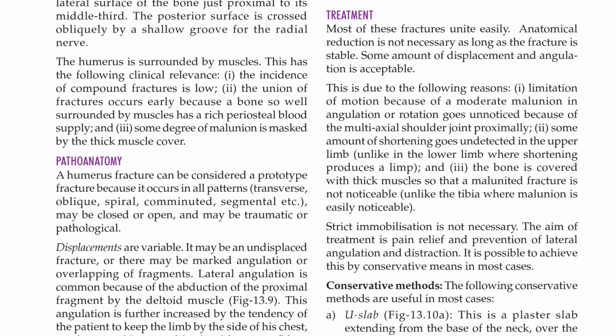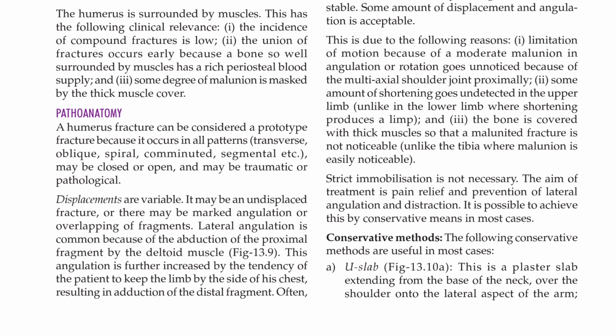Number 1, limitation of motion. Because of a moderate malunion, थोड़ा सा malunion in angulation or rotation go unnoticed because of multi-axial shoulder joint proximally. Some amount of shortening goes undetected in upper limb, unlike in the lower limb where shortening produces a limp. And third is bone is covered with thick muscle so that a malunited fracture is not noticeable, unlike the tibia where malunion is easily noticeable.